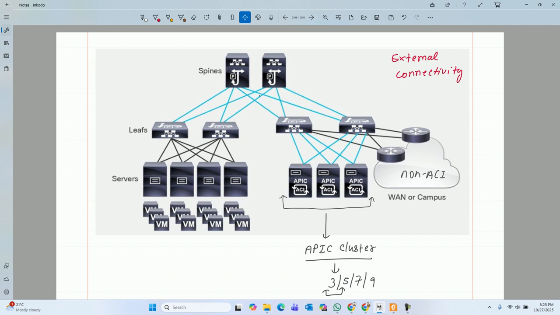It could be anything which is not managed by the Cisco APIC. It could be any type of network. It can be internet connectivity, your normal Catalyst switches, your storage area network, anything which is not managed by Cisco APIC, known as non-ACI fabric.